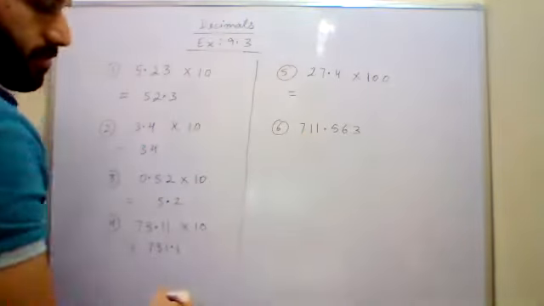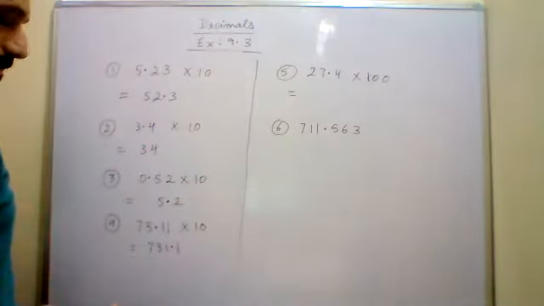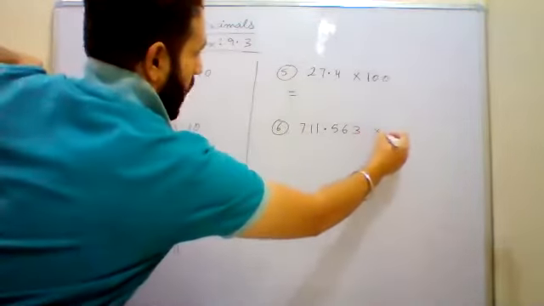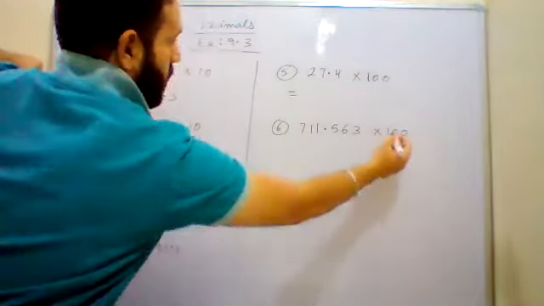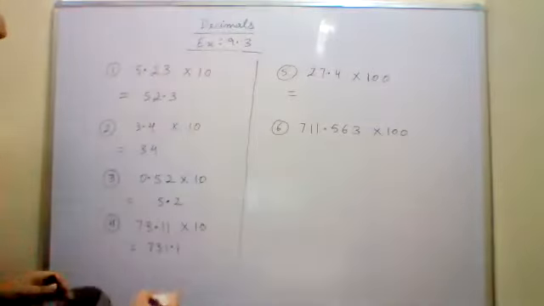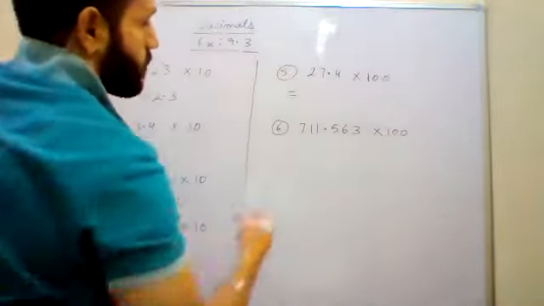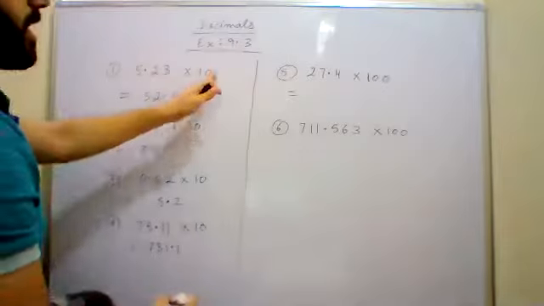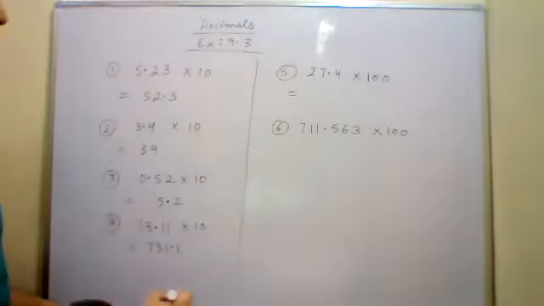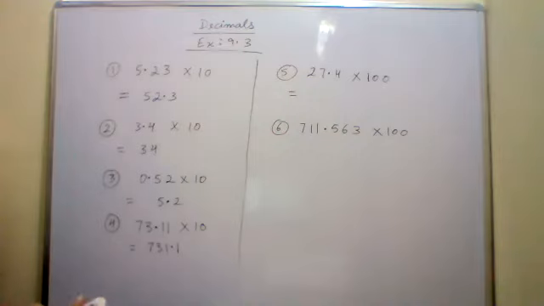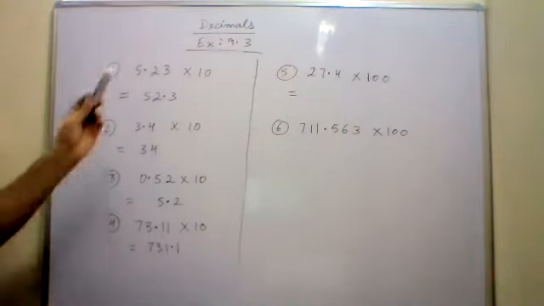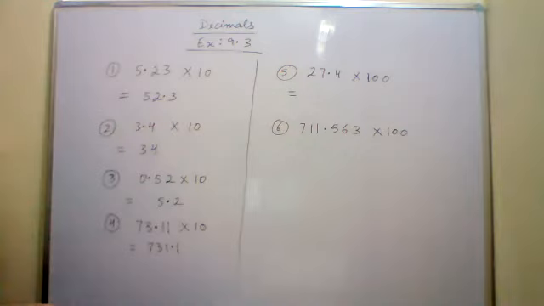711.563 multiplied by 100. Again 100. Now 100 has two zeros. So whenever you are multiplying by 10, 100, 1000, the concept remains the same. All of you, if you have any problem, any doubt, please pay attention. You will understand if you pay attention.